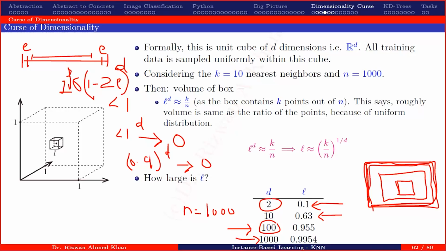So in high dimensional spaces, everything is far away. And we are saying that we are using nearest neighbor, but there is no nearby point. Everything is almost at the same distance, or equidistant. So it is really, really difficult to find nearest neighbors in high dimensional spaces. And this is the curse of dimensionality. Clear?